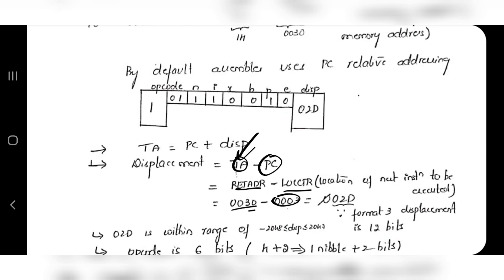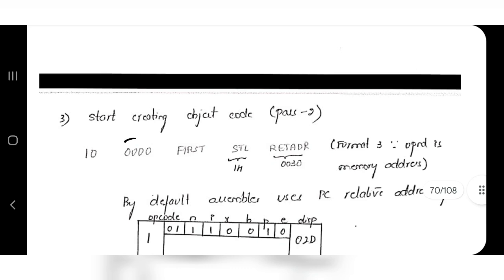When you subtract, the LOCCTR value is the next value, meaning the location of the next instruction. For this current instruction, what is the next instruction in line number 12? What address is there? That is 0003, right? So that value will be taken.